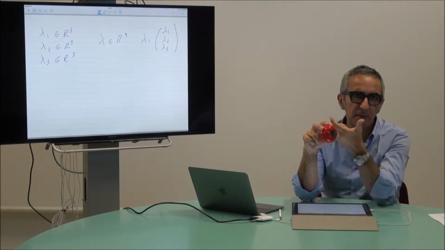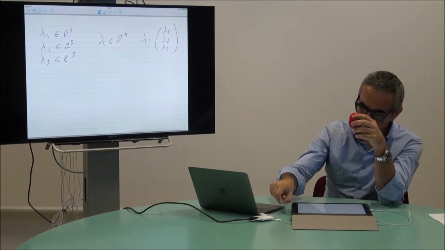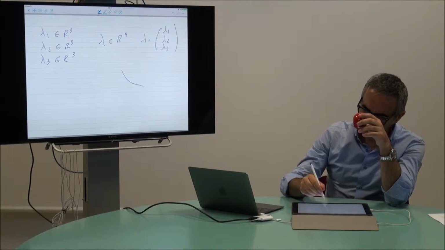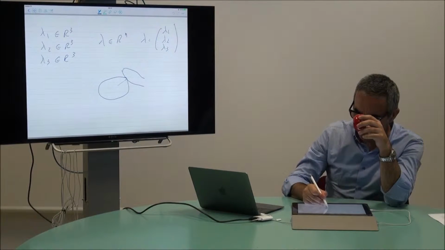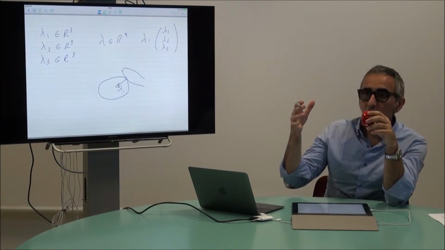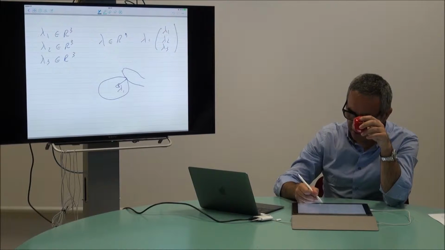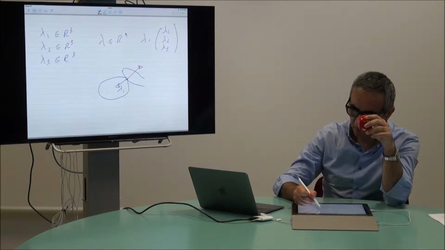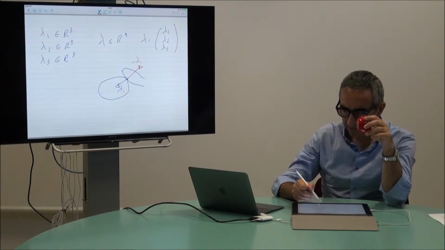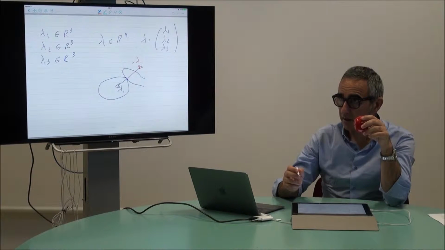Then you can imagine, of course, when you apply a force lambda onto the object, you have also a force minus lambda onto the fingers. So if you zoom on one contact point, then you have the force lambda 1 towards the object, and the force minus lambda 1 applied to the finger.